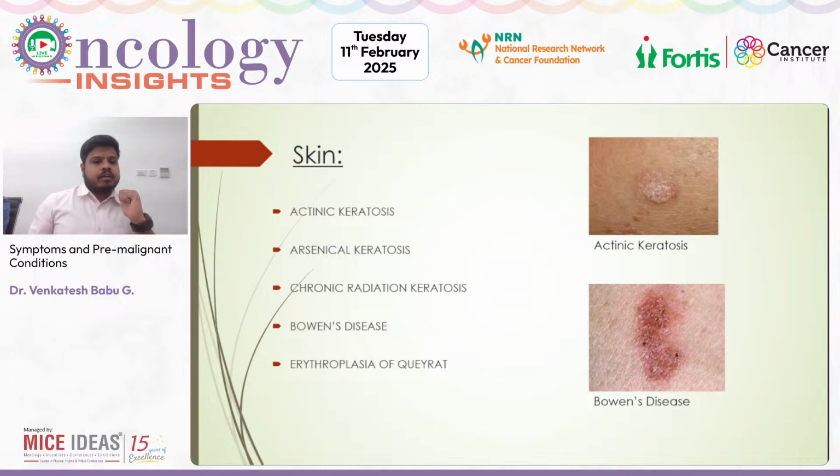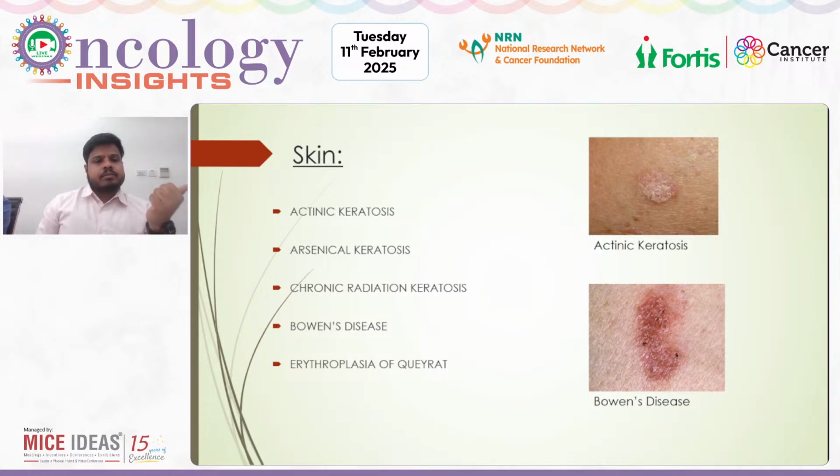Coming to the skin, the common pre-malignant conditions associated with skin include actinic keratosis, arsenical keratosis, Bowen's disease, and erythroplasia of Queyrat, and these are all common in sun-exposed areas. Like actinic keratosis, usually it is a single solitary lesion with scaly patches, which is present over sun-exposed areas, and the risk of malignancy is around... It's not like we can predict the exact risk, but usually they say 1 to 2% risk of conversion to malignancy can be present.